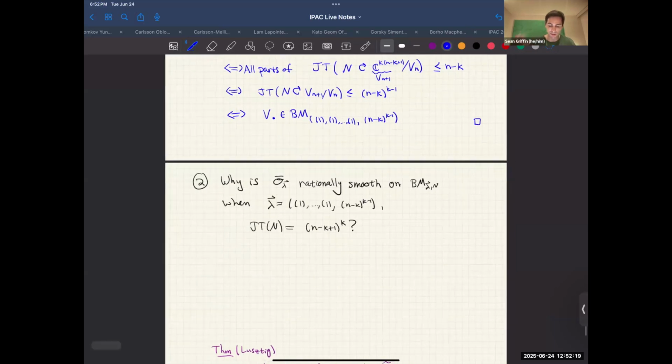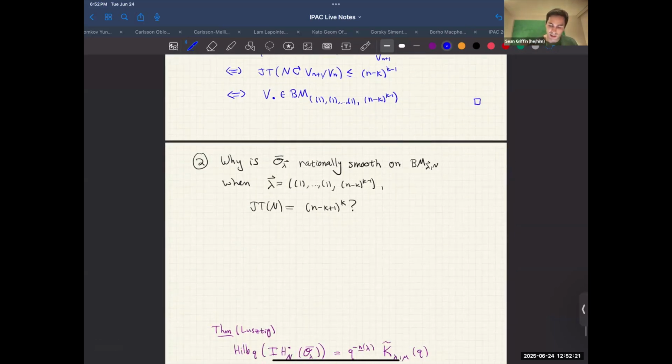Just translating it into a Jordan type condition, which was not obvious to Alex and Jake and me at first. It took a couple of readings of Bohrhoff-McPherson to figure that out. And then second, I wanted to quickly explain why this thing is rationally smooth on this other thing, on the Bohrhoff-McPherson variety.